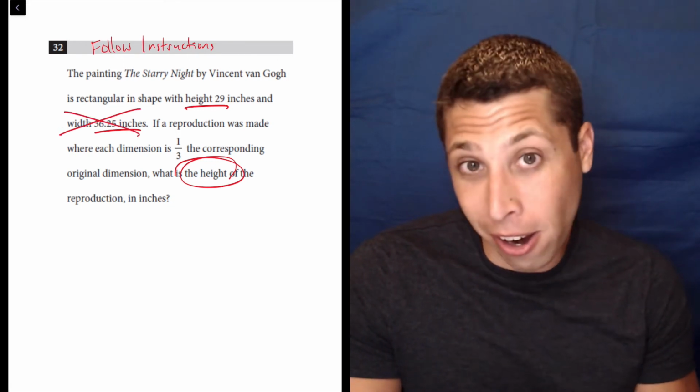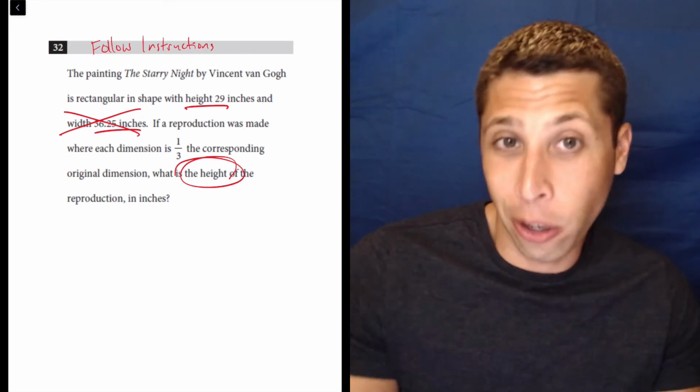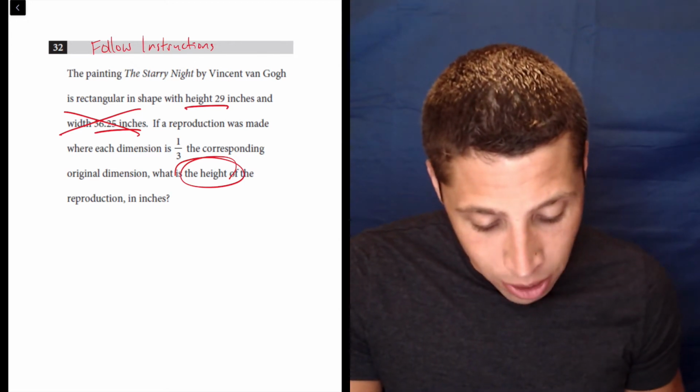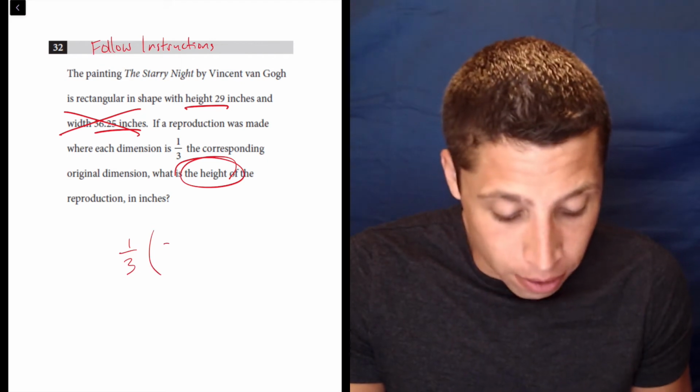So this is rare on the SAT. They usually don't give you information that you don't end up using. But here, that's kind of the whole point of the question, is they want to make sure you pick the right number. So we know that the height of the reproduction is 1/3 of the original height.